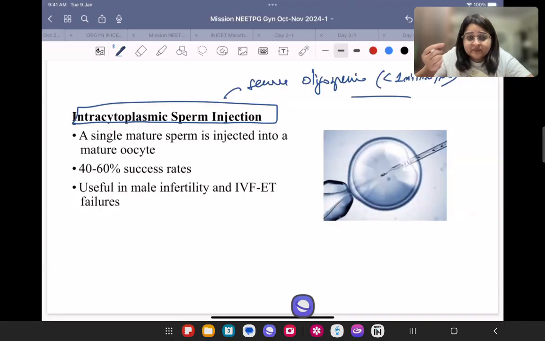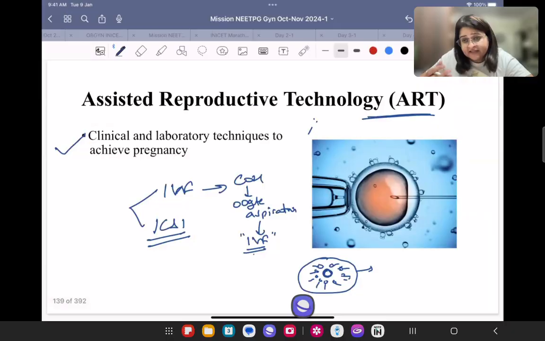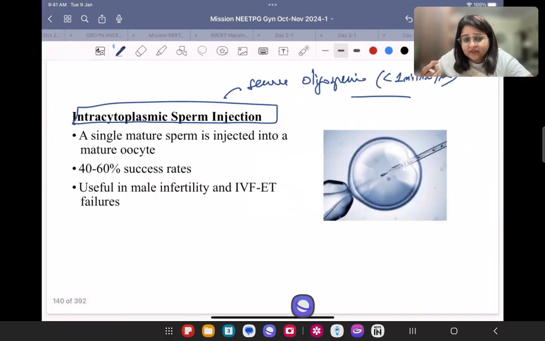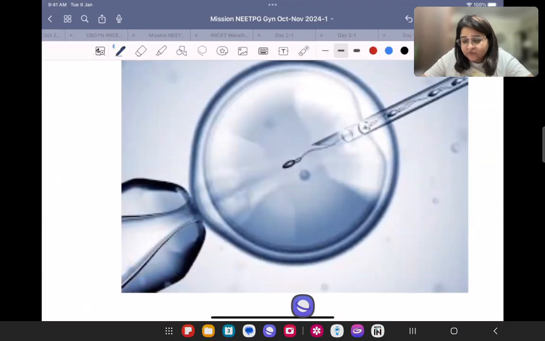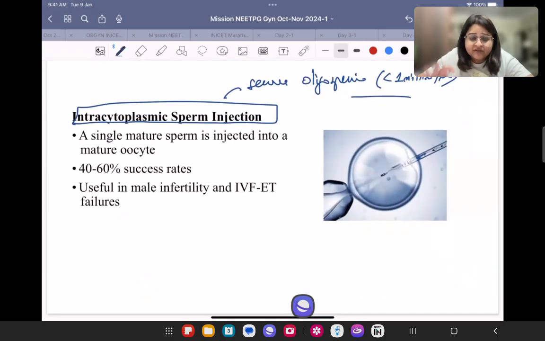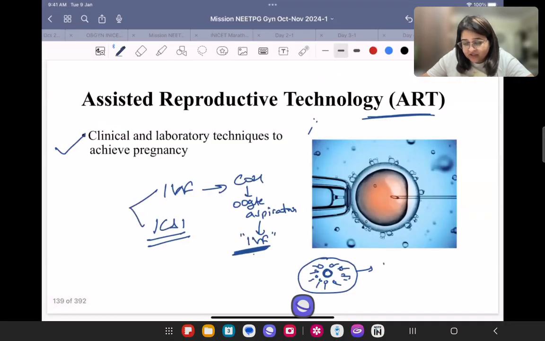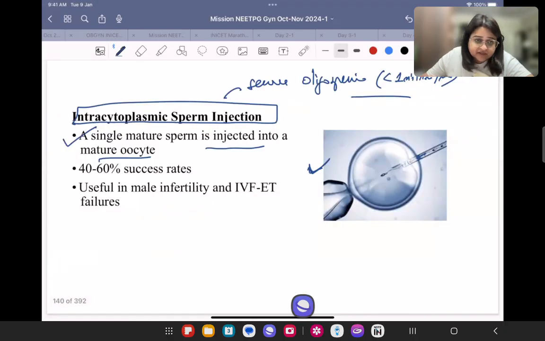So even if there is only one sperm, the patient can still become pregnant. How? Then we won't do IVF. Yes, like in retrograde ejaculation, then we won't do IVF. If you get a single sperm, you don't waste that sperm. You put that sperm in a needle and inject it into the oocyte. So you are causing the fertilization to happen. So a single mature sperm is injected into a mature oocyte. So the fertilization, you're not leaving it to chance. In an IVF, you're leaving it to chance. In an ICSI, you are doing the fertilization.